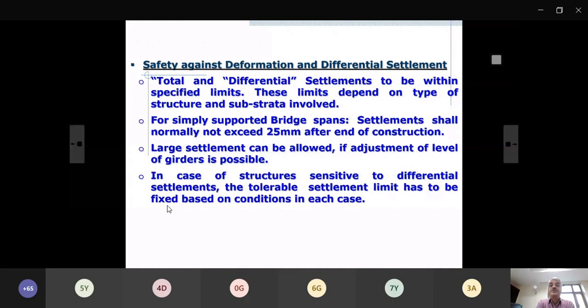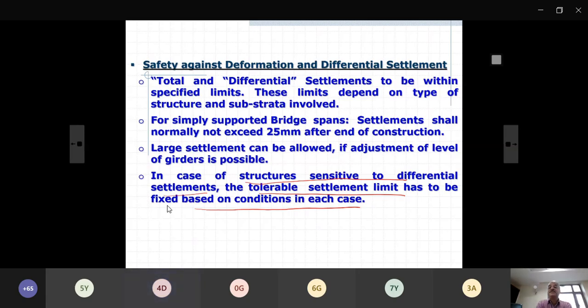And in case of structures which are sensitive to differential settlement, the tolerable settlement limit has to be fixed based on condition in each case. Some structures, they are highly sensitive to differential settlement. Can somebody tell what sort of structures they can be? Which structure will be highly sensitive to differential settlement? Any 2-3 type of things? Can somebody? Masonry structures like arches. One is arches. Yes, in arches you will develop crack or masonry.